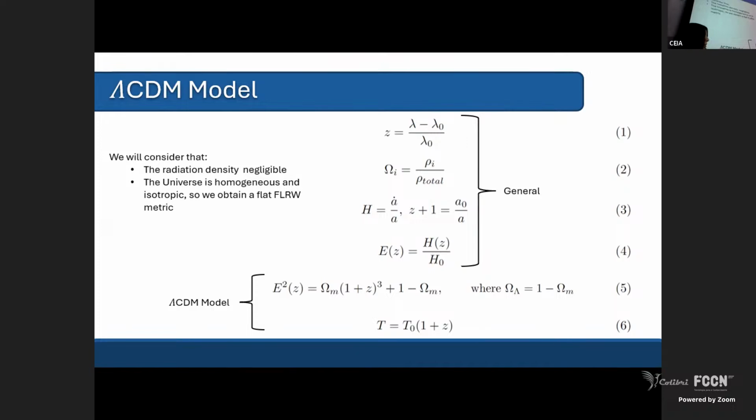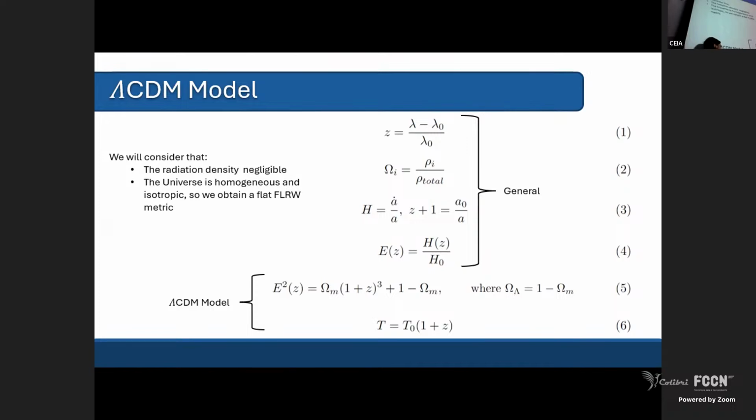A note that I have to give here: we will consider that the density of radiation in the universe is negligible for our models, so we don't complicate the calculations too much. And also, wherever you look, the universe is homogeneous and isotropic.